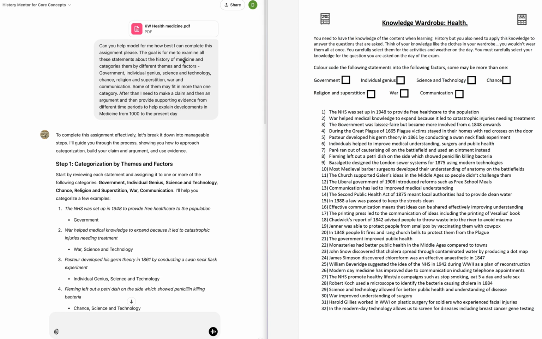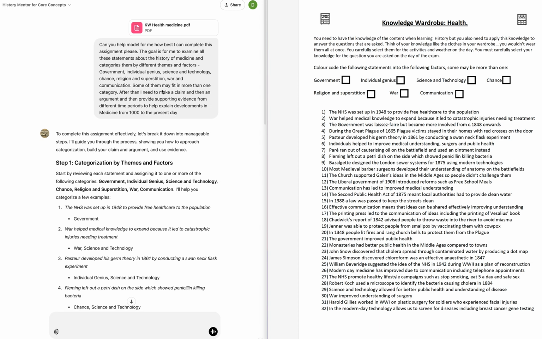The goal is for me to examine all the statements about the history of medicine and categorize them by different themes and factors, government. Some of them may fit into more than one, and after that I need to make a claim and then an argument and then provide supporting evidence. Now, again, I wanted to illustrate for me how to do this and walk me through it.